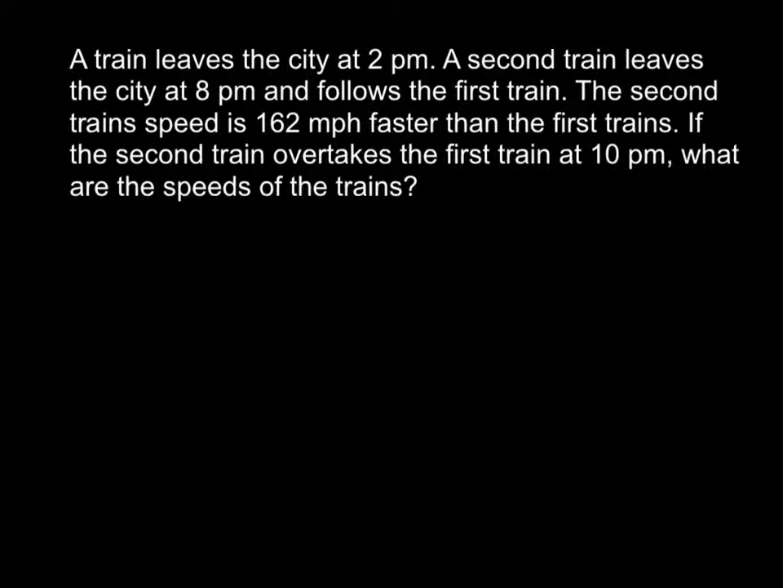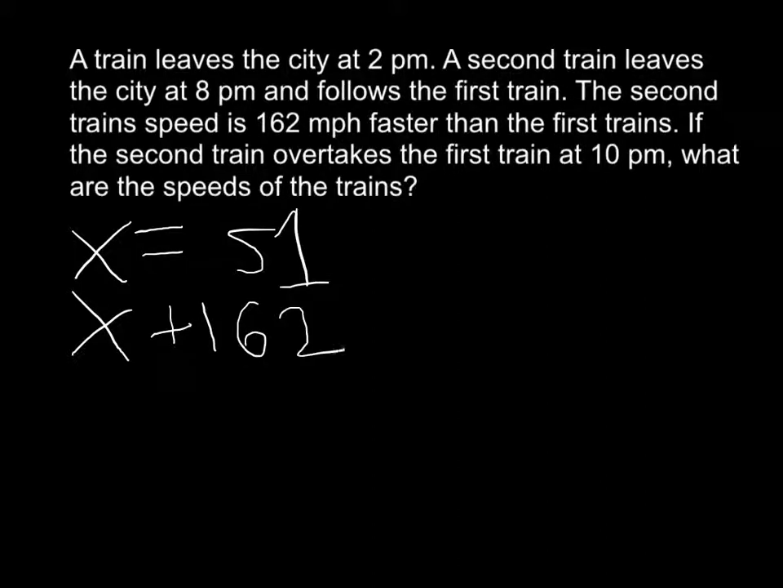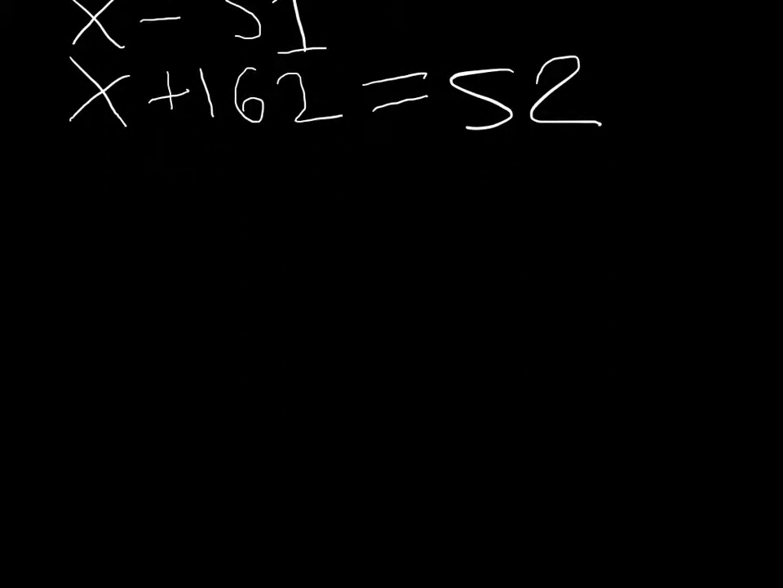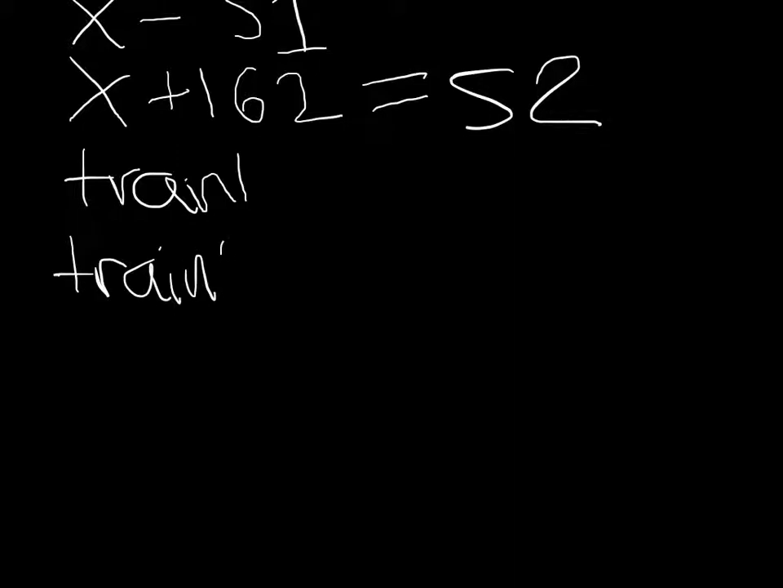First, we need to define our variables. We're going to let x equal the speed of the first train, and we're going to let x plus 162, since the second train is 162 miles per hour faster than the first train's speed, be the speed of the second train. Now, let's create a table. So we have train 1, and we have train 2.